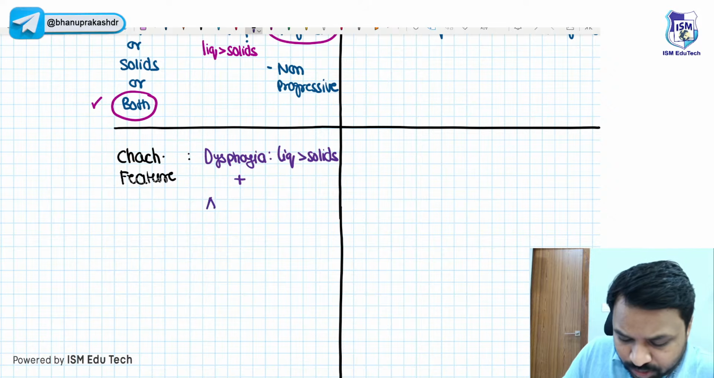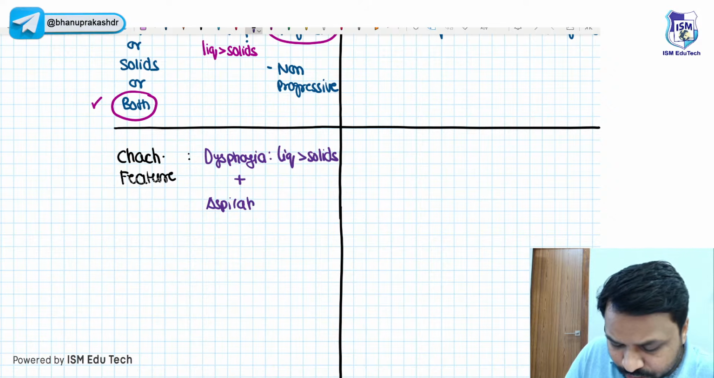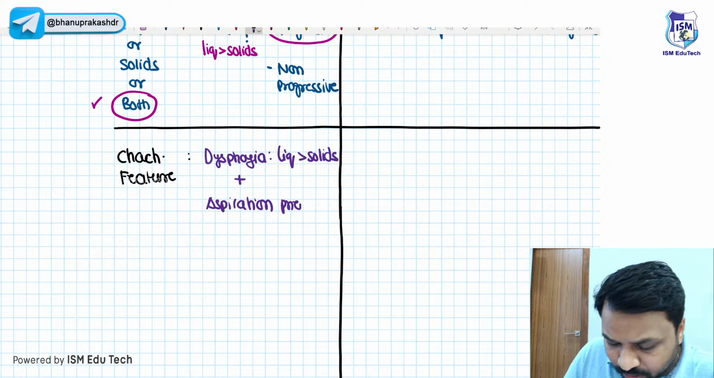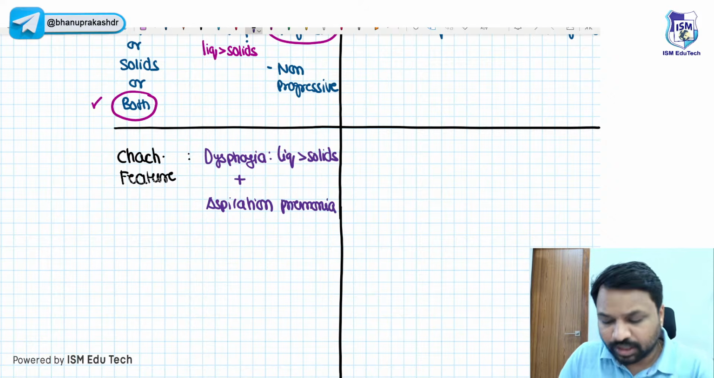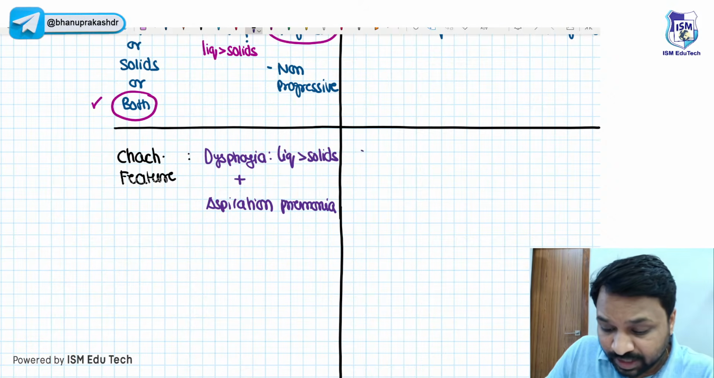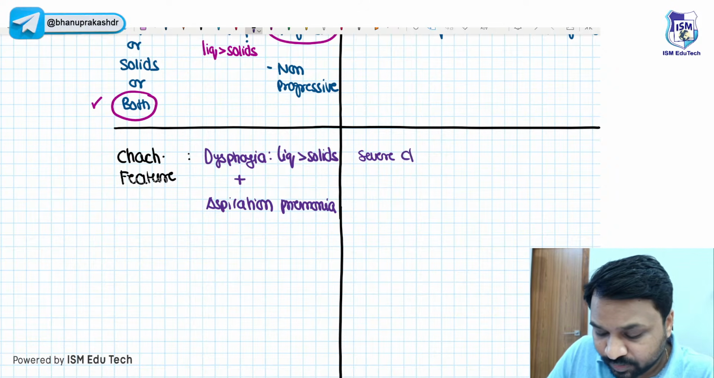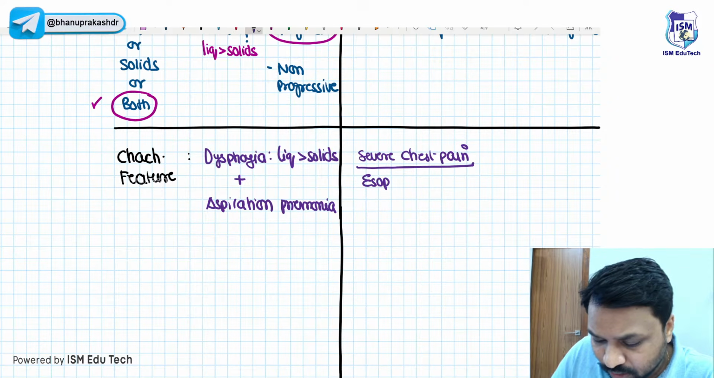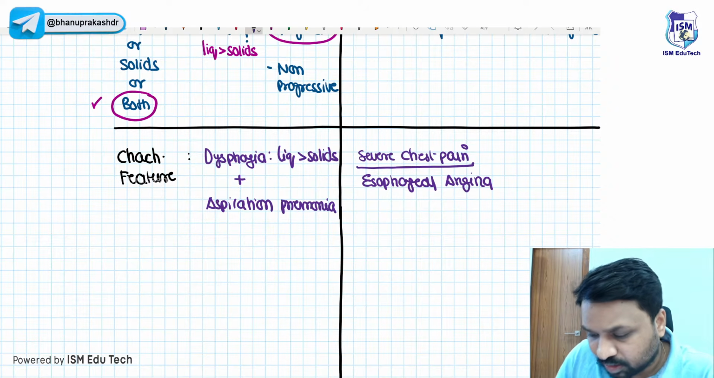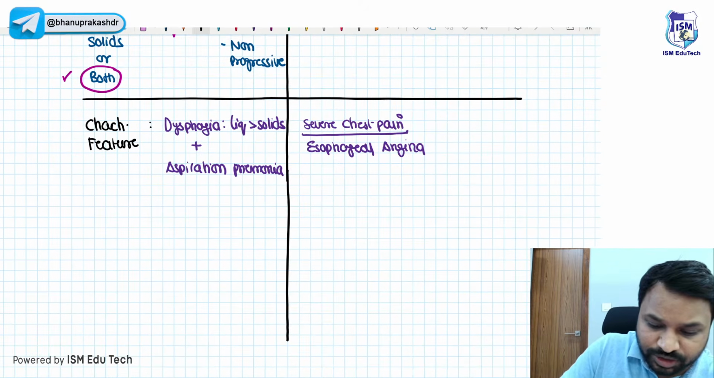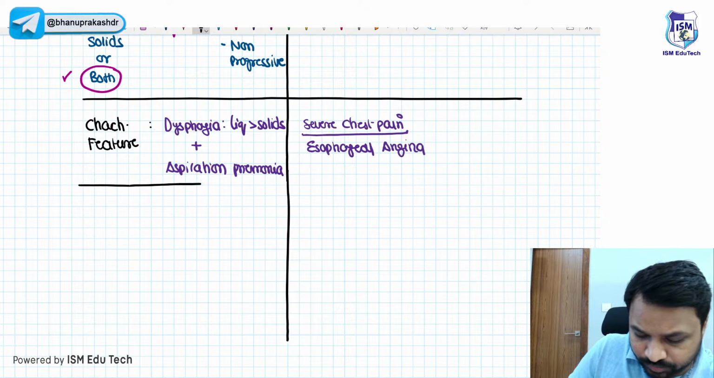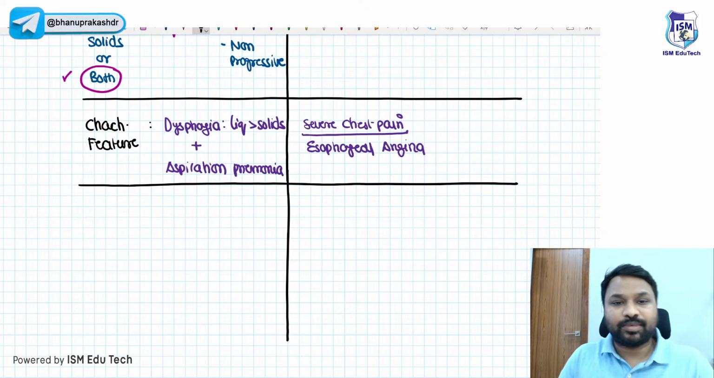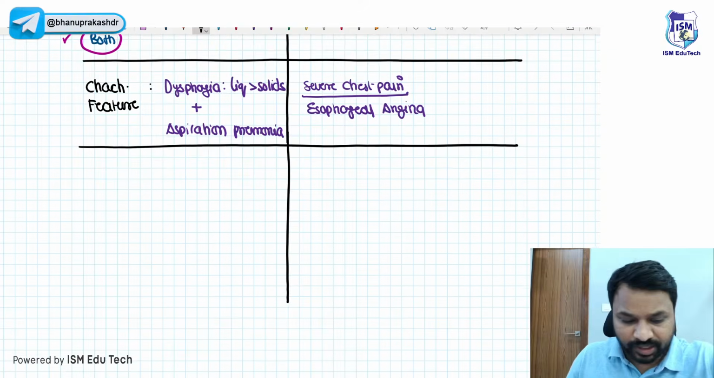Along with that, the patient will have aspiration pneumonia. Aspiration pneumonia is a forte of achalasia cardia. Diffuse esophageal spasm will have severe chest pain. Because they have severe chest pain secondary to spasm, this is also described as esophageal angina.